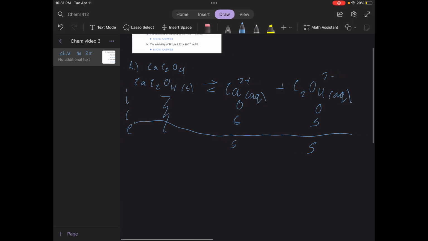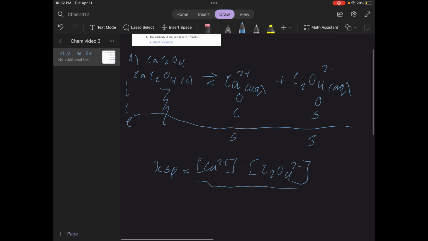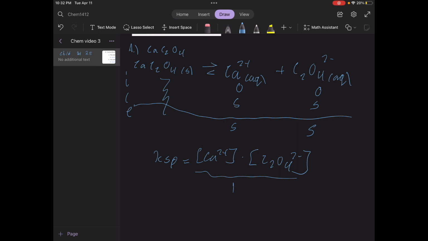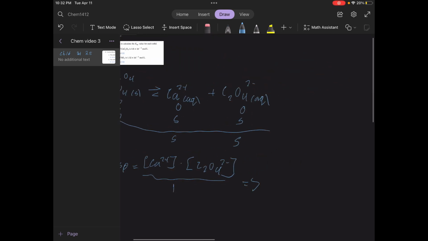And we know that Ksp is going to be equal to the concentration of Ca2+ times C2O4 2- divided by, since the CaC2O4 solid just becomes 1, it's going to be over 1, but that's just to write it out. So we start plugging in our values. We get S times S, which is just S squared, is equal to the Ksp.